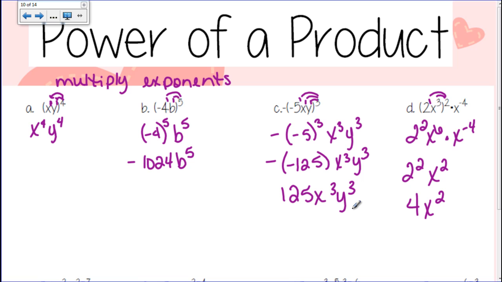So that is our 3 properties using multiplication. We will practice this when you come to class tomorrow, and I will see you then.